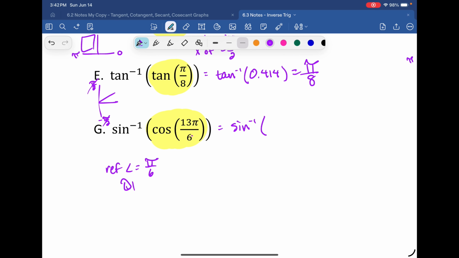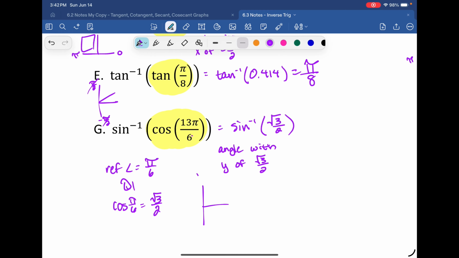Now I'm looking for the angle with a y of root 3 over 2. Inverse sine has to fall between negative pi over 2 and positive pi over 2. Sine is positive here. The angle with a sine of root 3 over 2 is pi over 3.